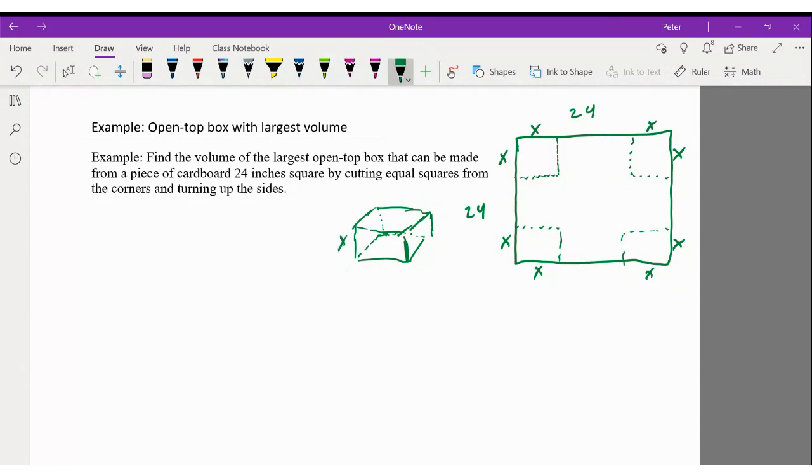Okay, so the idea is that we're going to flip up the corner. We're going to flip up these tabs. In other words, this region here, that region there becomes a tab and it gets flipped up. And since its length is x, that becomes the height of the box. So the idea is that we want to choose the value of x that produces the maximum volume box. So let's do that.